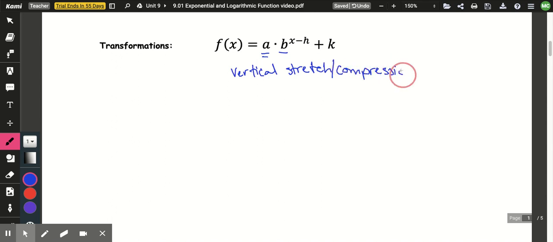And we will fill out a little extra there, just as a reminder. For vertical stretch, that would be if a is greater than 1. And for vertical compression, that would be if a is between 0 and 1. And then if you have a negative in front of the a, then that would be a reflection over the x-axis.